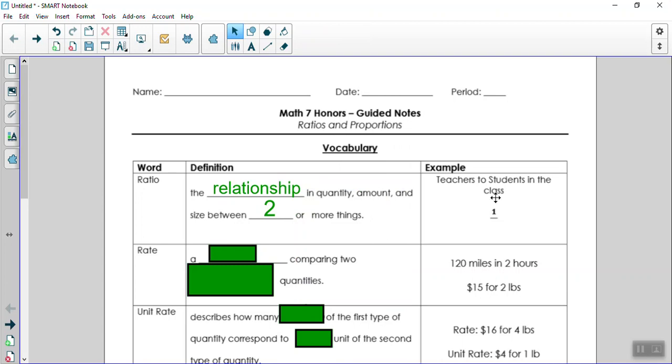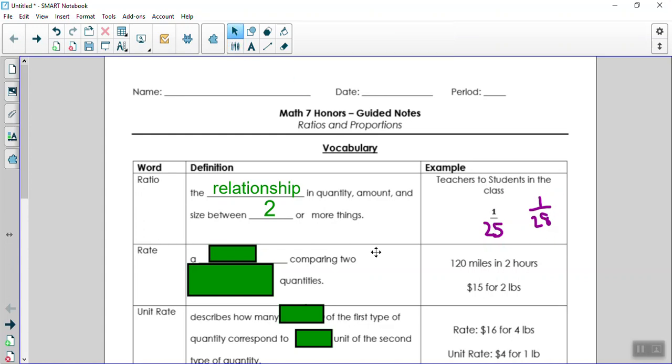So for example, here we have teachers to students in the class. If you're in my 5th period, our ratio would be 1 to 25. Okay, there's 1 teacher and 25 students. If you're in my 7th period, it's going to be 1 to 28, right? There's 1 teacher to 28 students. And the order that we write them in is very important. Teachers to students, they start with teachers, so we need to put the 1 on the top, and then the number of students in the bottom.